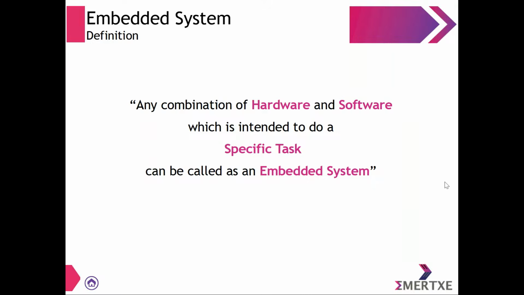So whenever we are talking about the definition of an embedded system, it should always have these three terms. What are the three words? It's hardware, it's software, and it should do a specific task. You can move the words around, but you make sure that these three words are always there in your definition.